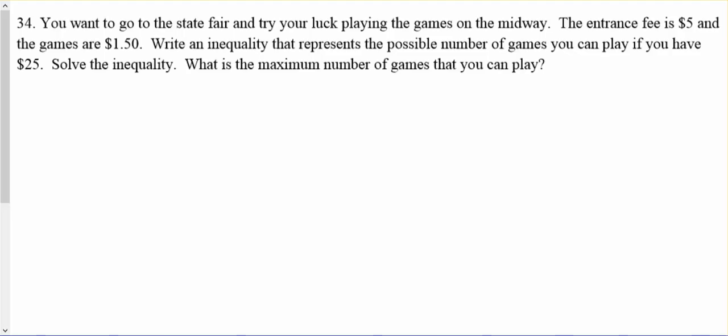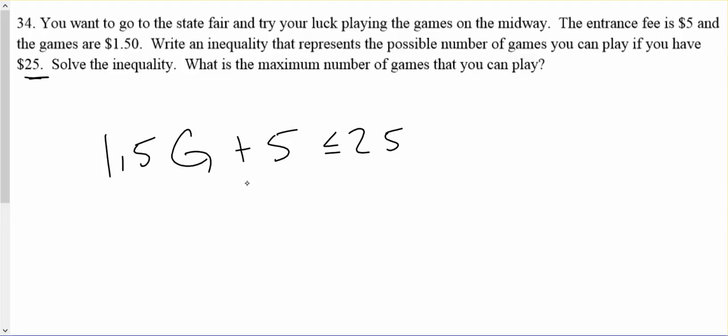You want to go to the state fair and try your luck playing the games on the midway. The entrance fee is $5 and the games are $1.50. Write an inequality that represents the possible number of games you can play if you have $25. So that's the same exact problem. G for games times $1.50, so 1.5G plus, it costs you $5 to get in, plus $5 needs to be less than or equal to 25.